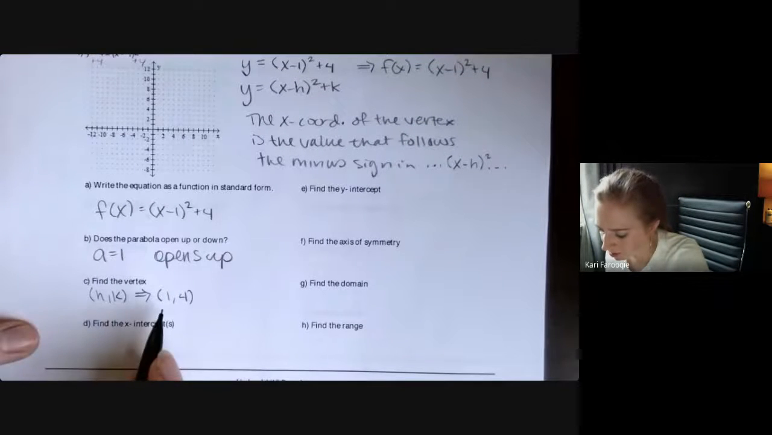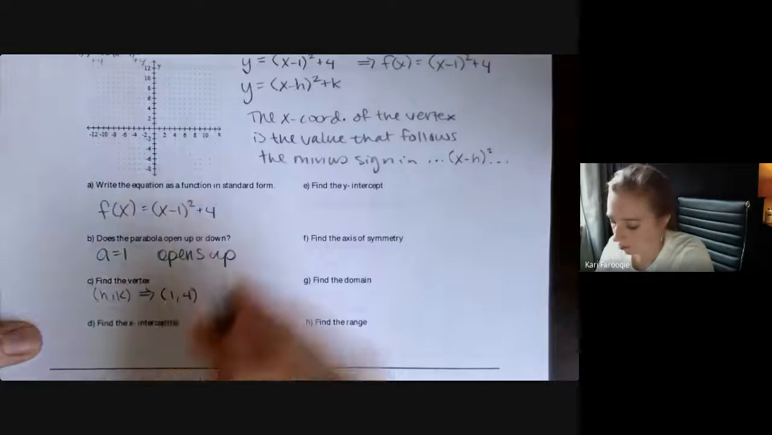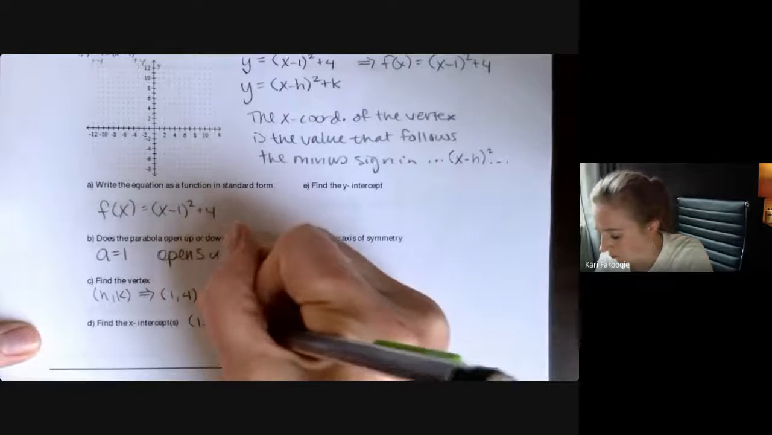Okay, so the vertex is at 1, 4. To find the x-intercepts, we're going to let y equal 0 every time.